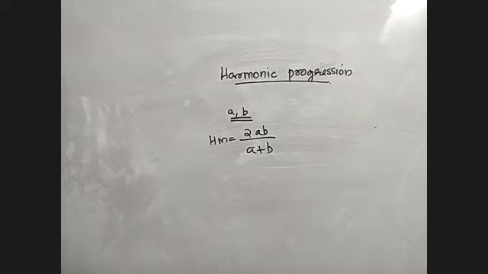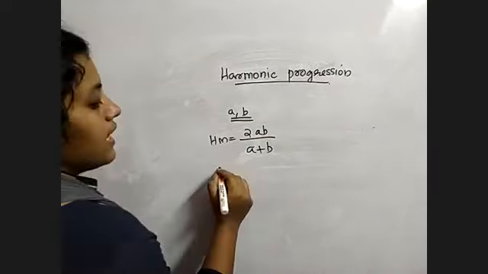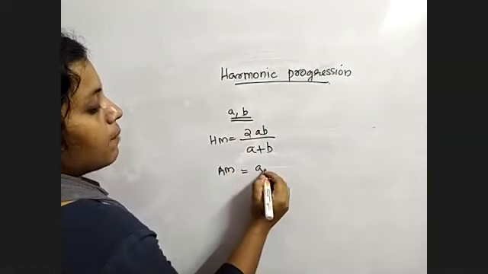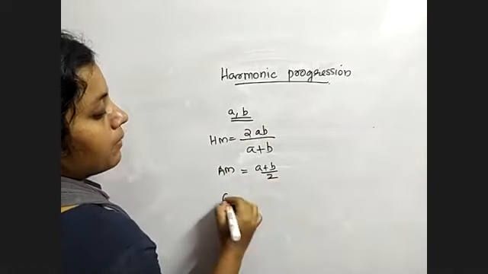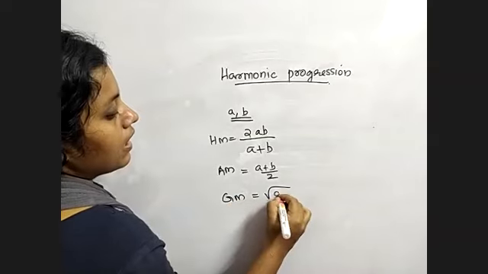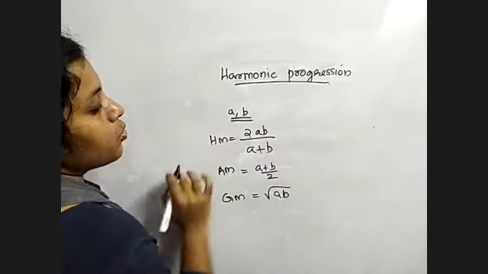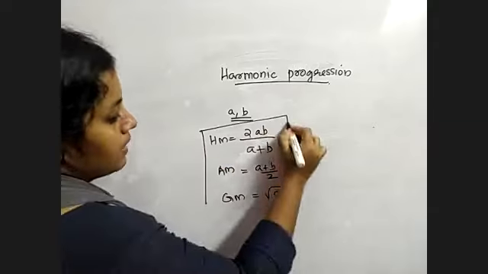Okay, so note down, if we have two numbers, then arithmetic mean is A plus B by 2. Geometric mean is root AB. Harmonic mean is 2AB by A plus B.